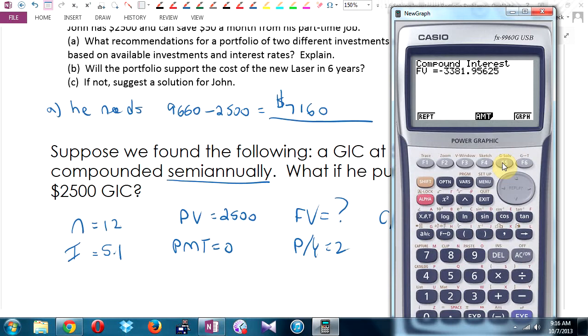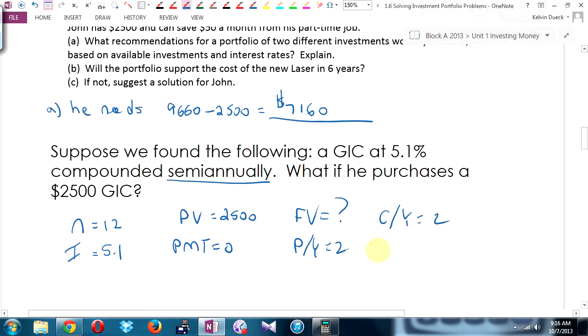$3,381.96. So right now he can raise some of that $7,160 that he needs by taking his savings and putting that into a little GIC. But remember, Jordan, it also says that he figures he can save $50 a month and he can put that aside. So what do we have for him here?